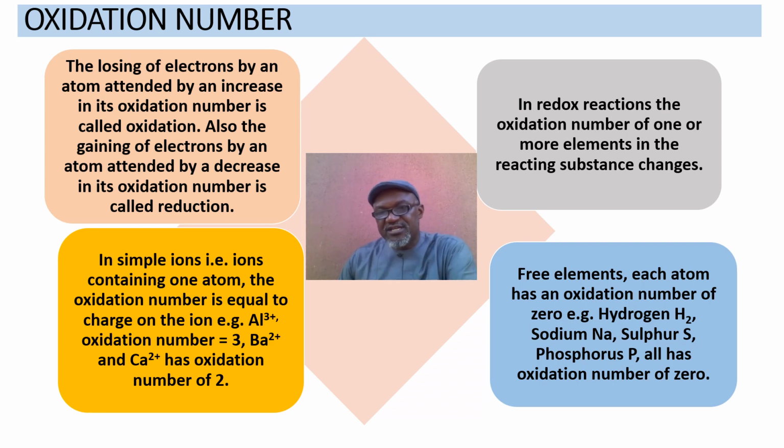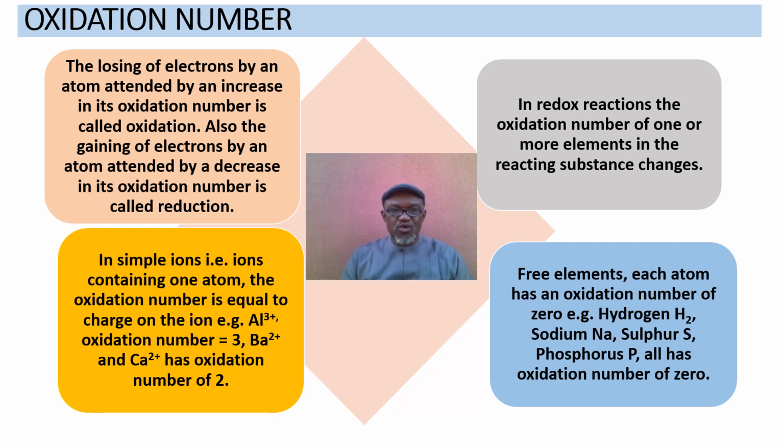Therefore, in redox reactions, the oxidation number of one or more elements in the reaction species changes. Now, in the Daniell cell we looked at, you see that the oxidation number of zinc increased from 0 to plus 2, and that of copper reduced from plus 2 to 0. So you have an oxidation, you have a reduction reaction, and when we combine the two, that is what we call reduction oxidation reaction, and for short we use redox reactions.